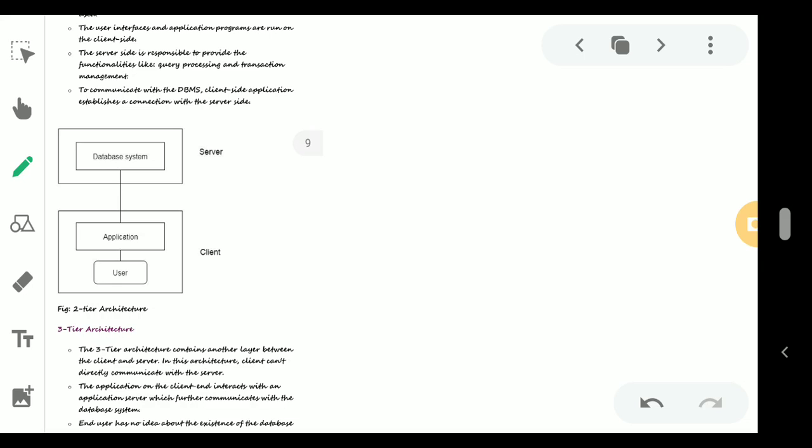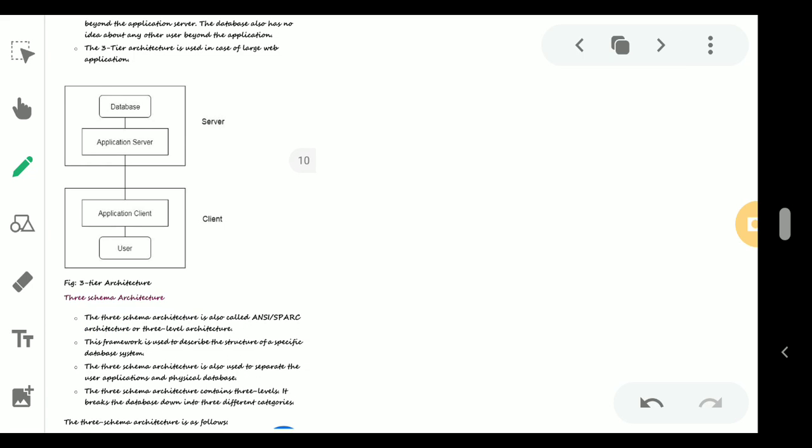Okay. Now coming to the three-tier architecture. In the case of three-tier architecture, it contains another layer between the client and the server. In this architecture, the client cannot directly communicate with the server. The application on the client end interacts with the application server, which further communicates with the database system. So the end user has no idea about the existence of the database beyond the application server.